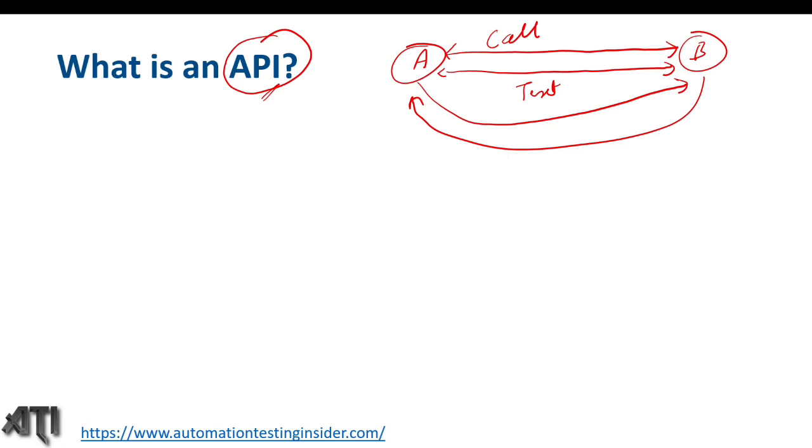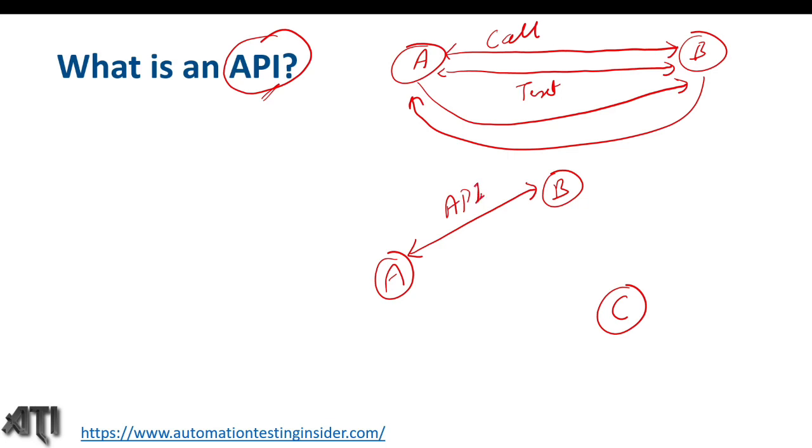Call, text, or going to B's house using some medium and discussing our ideas. So they are sharing their information. This is an example of API. In a similar way, in the software industry or in software programs, they communicate with each other with the help of an interface called API, Application Programming Interface.